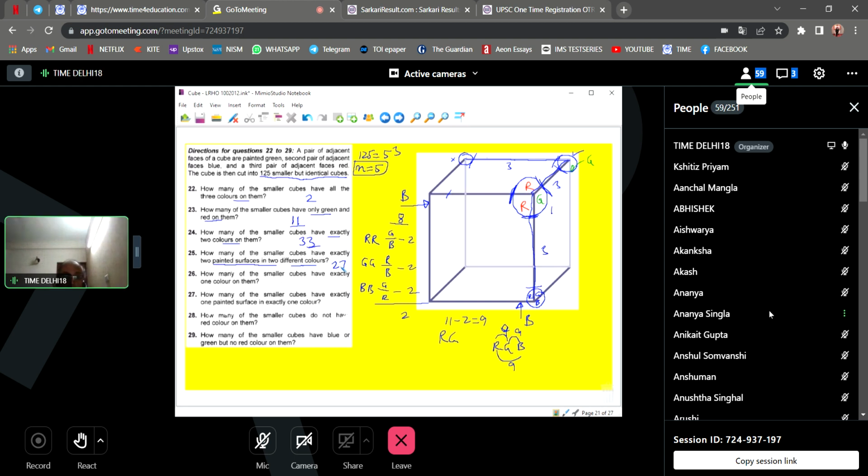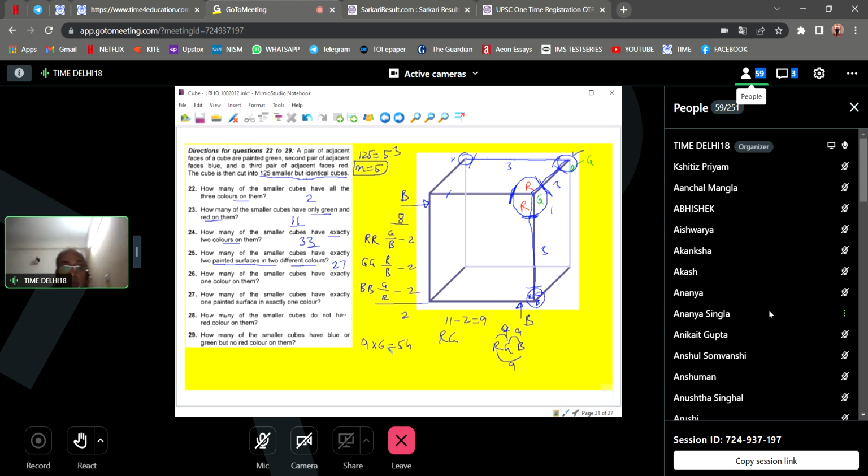Question number 26. How many of the smaller cubes have exactly one color on them? See, on the red face, how many pieces have one color? 9. 9 into 6 faces, total 54. On the faces, there are 54 pieces.